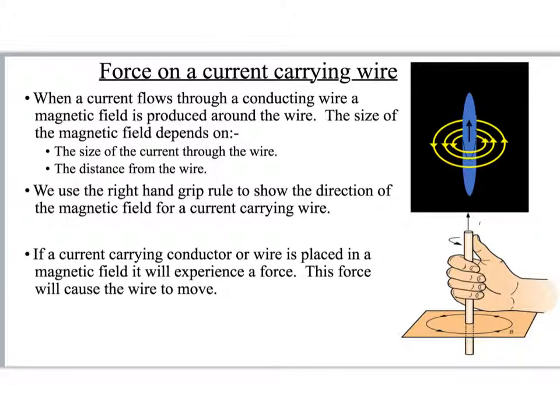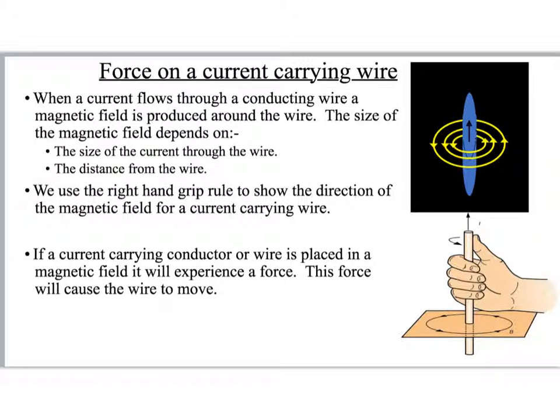The direction of the magnetic field going around the wire can be determined using the right hand grip rule, as shown here. So the current will flow through here. Use your right hand in a grip, and the direction of your fingers points in the direction of the magnetic field, as shown like this. So when a current flows around a conducting wire, a magnetic field is produced around the wire. That is because a moving charge generates its own magnetic field.